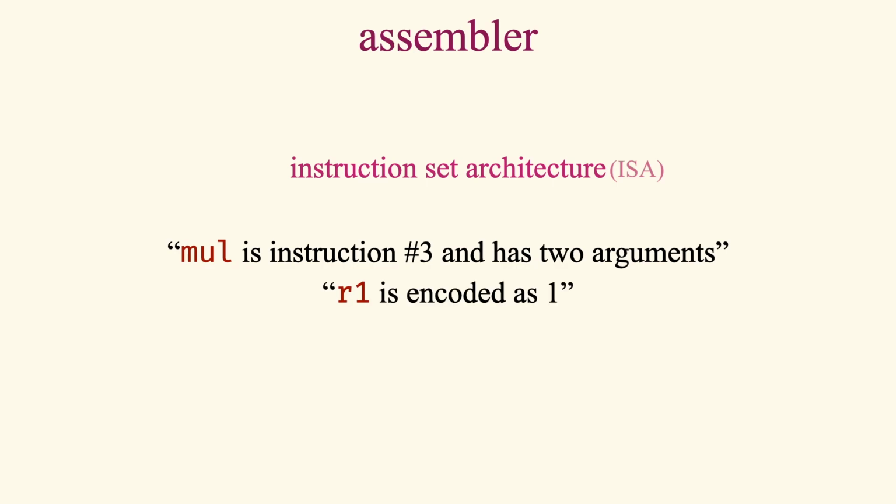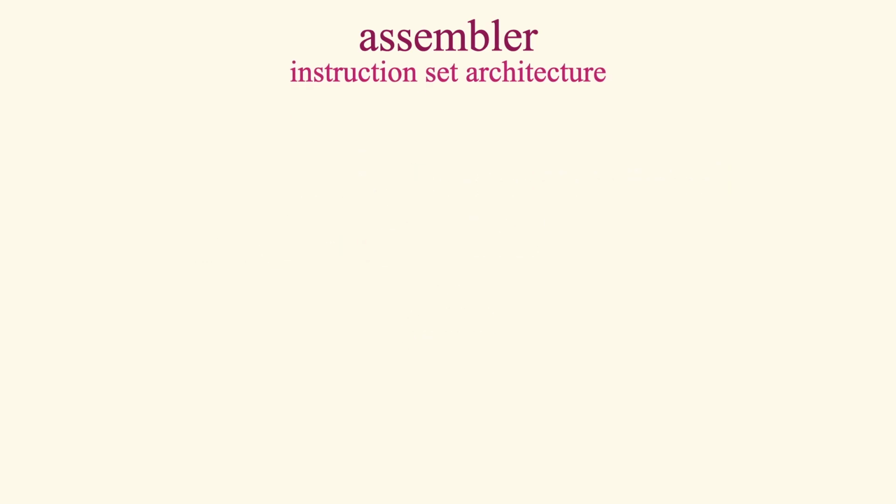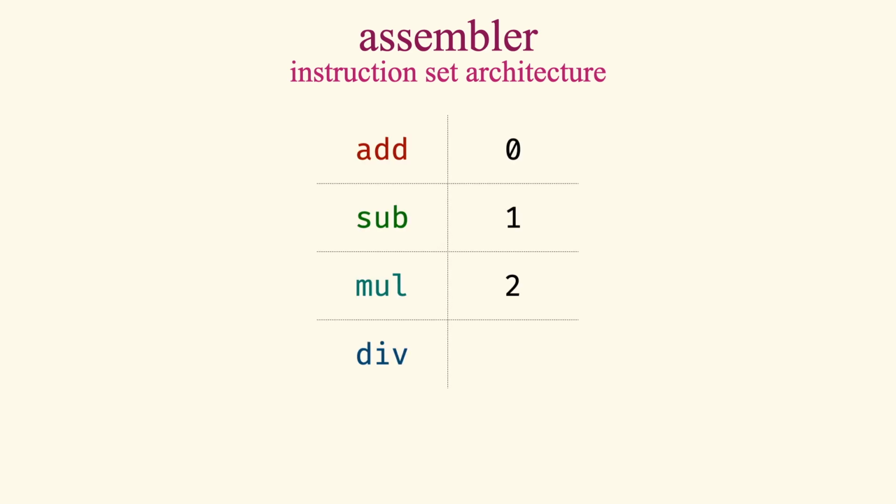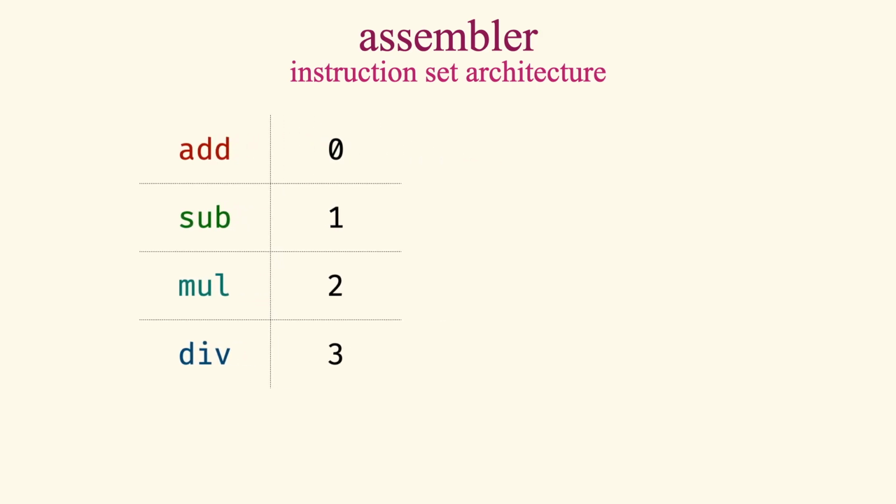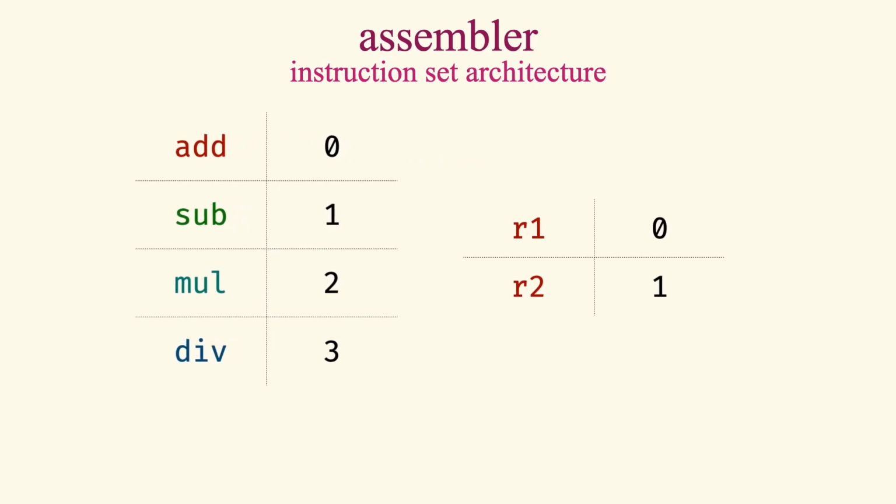An ISA is made up of hundreds or thousands of rules defining how every unique operation a processor is capable of is encoded in a way that the computer can understand. For our case, we'll define our own ISA. We'll just give each instruction and register a unique number. So, rather arbitrarily, let's make addition 0, subtraction 1, multiplication 2, division 3, and then R1 0 and R2 1.